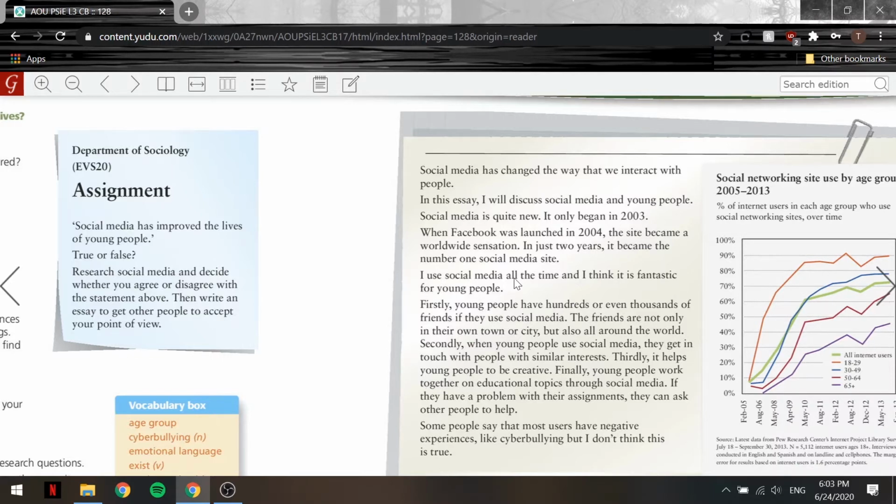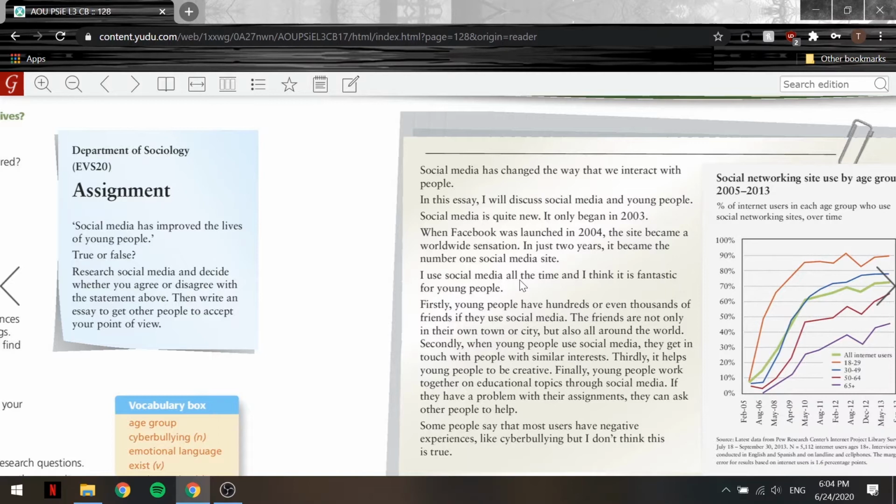"I use social media all the time, and I think it is fantastic for young people." Again, this is something that is emotional. I don't care about your emotions. I'm sticking to my point of view. So you don't talk about your own feelings in a persuasive essay. You give a point of view, which is yours, and then you give evidence as to why it is correct. So don't be emotional.